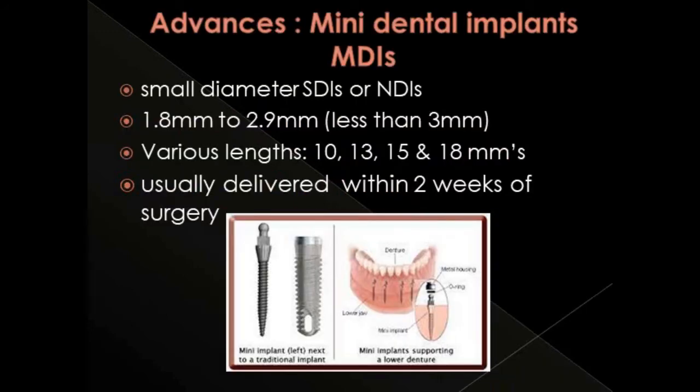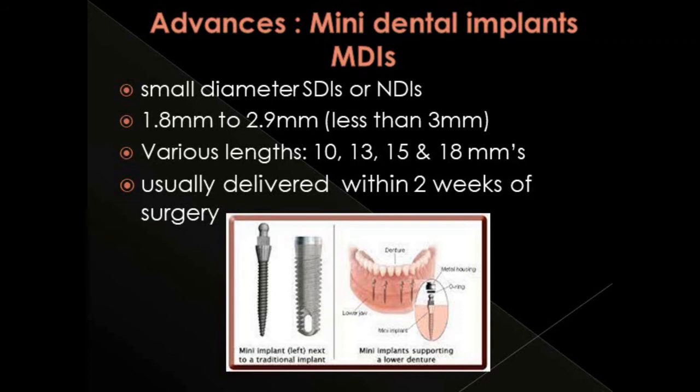Now let's see the advances in implant design. The first one is mini dental implants, also called small diameter implants or narrow diameter implants. As the name suggests, these are available in diameters less than 3 mm and also in various lengths, that is 10, 13, 15 and 18 millimeters.